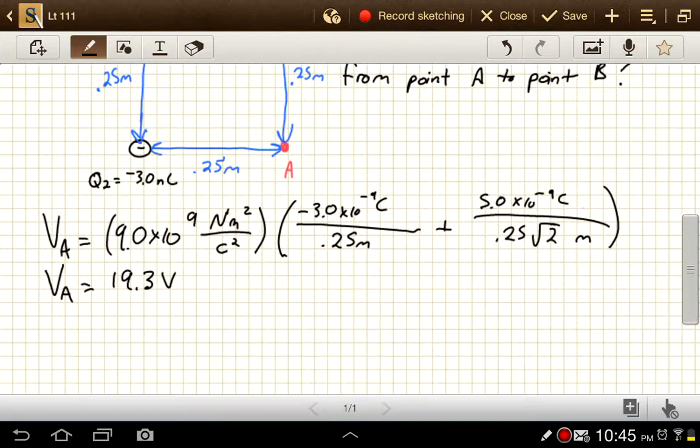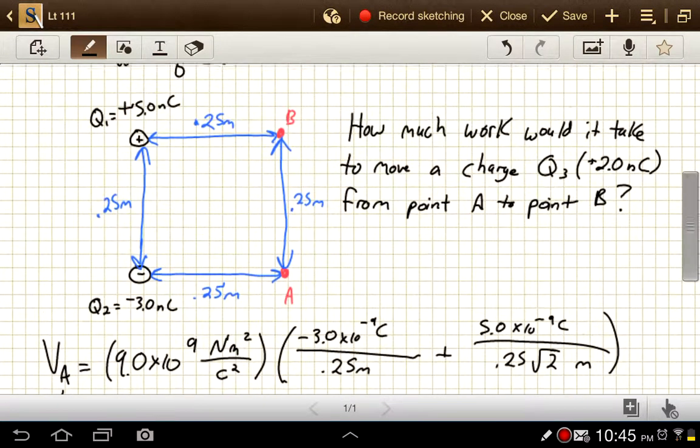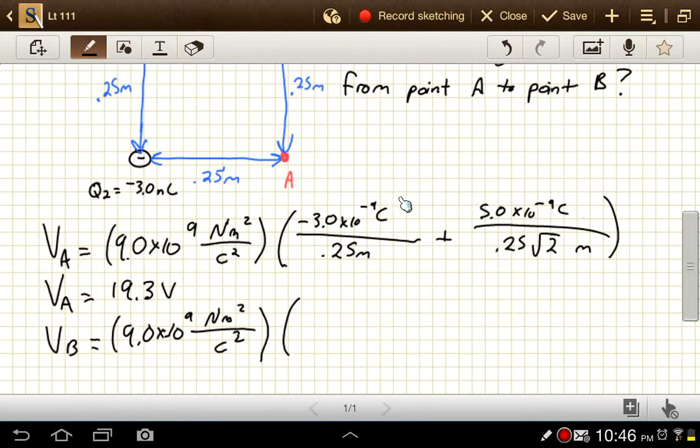And then at point B, it's going to look very similar here. We'll still have the 9.0 times 10 to the 9th newton meters squared per coulomb squared. And this time, that 5.0 nanocoulombs is going to be 0.25 meters away, and the negative 3 nanocoulombs is going to be 0.25 square root of 2 meters away. So we're just flip-flopping these two distances.